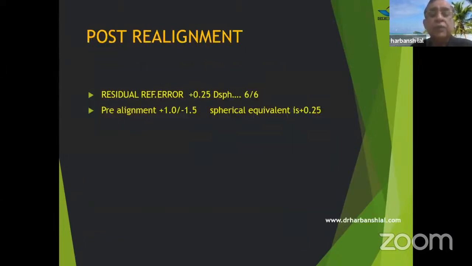So the post-realignment patient had plus 0.25 diopter spherical power, 6/6, and even pre-operatively he had a spherical equivalent of plus 0.25.